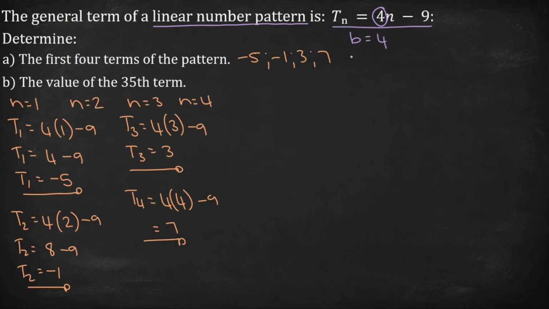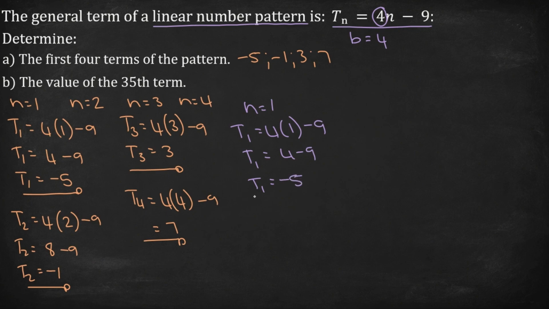So what you could have done was to calculate the first term. Let's say you're in your test, you can say n equals 1. So I'm going to calculate my first term. Then substitute the 1 in place of the n, minus 9. Term 1 equals 4 minus 9. Term 1 equals negative 5.